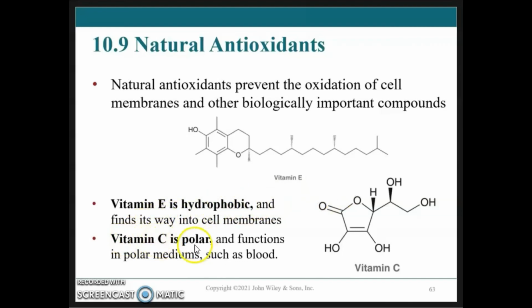Vitamin C, ascorbic acid, functions as an antioxidant and is quite water soluble. So it functions in blood as an antioxidant.